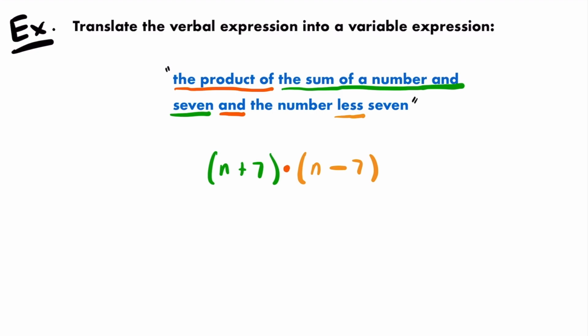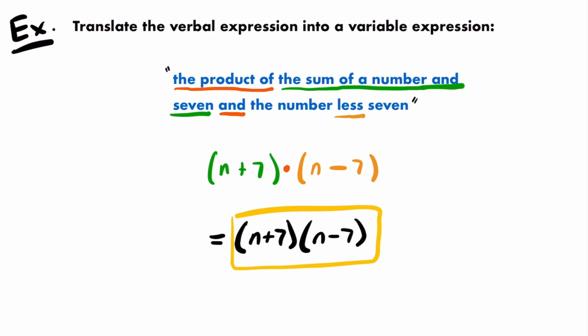All right, and that's it. You could rewrite this. You don't need that little dot in between those two quantities. If you just write them next to each other, that implies multiplication. So this would be equal to n plus 7 times n minus 7. All right, that would be the variable expression that this verbal expression represents.